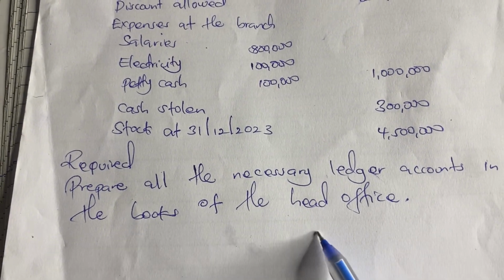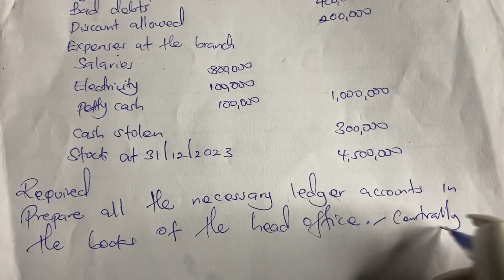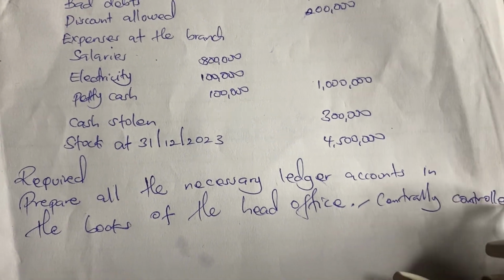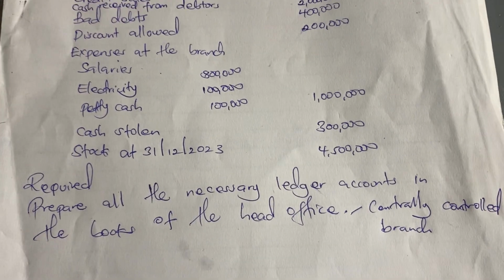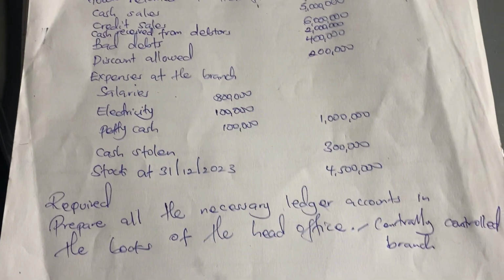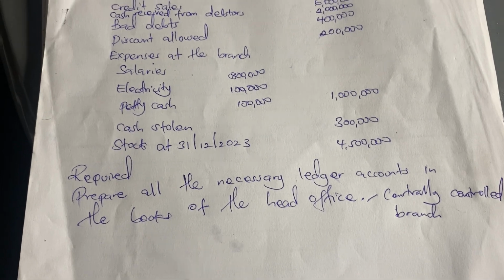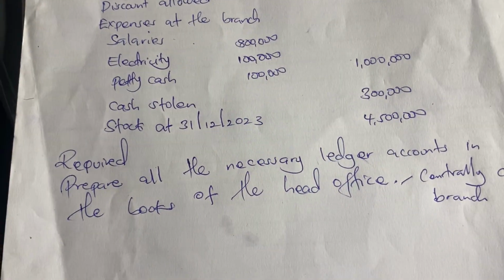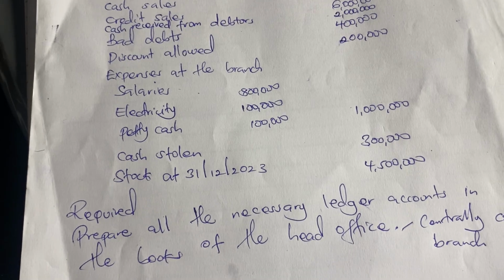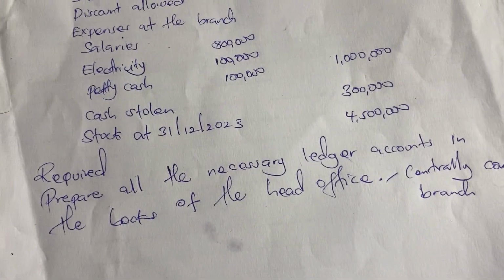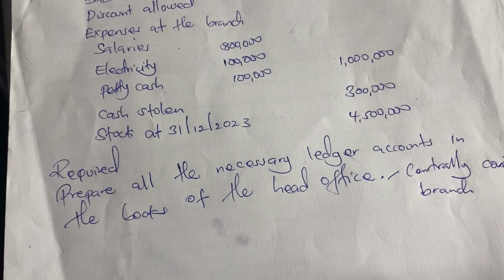When they tell you in the books of the head office, you just know that it is centrally controlled. So they want us to prepare all the necessary ledger accounts. And we said when goods are sent at cost, we usually have 6 ledger accounts. Then when goods are sent at selling price, we add 1 extra, which is called a branch profit adjustment account. So now they become 7 ledger accounts.